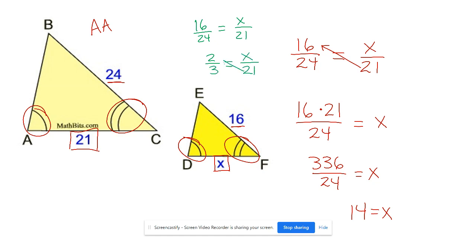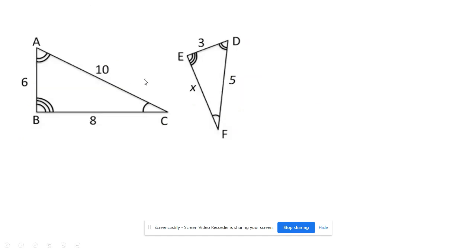So now I take 21 times 2. That's going to give me 42. And then over 3 equals x. And then I just have to take 42 divided by 3, which is 14. So if you want to simplify the fractions first, sometimes that will save you time and give you an easier problem to work with. Let's do a couple more.